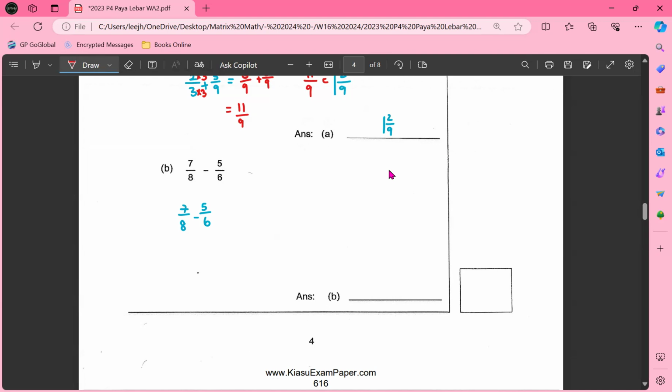Lowest common multiple is 24. So you change to 24 already. No need to change to 48. So just times 3 and times 4.